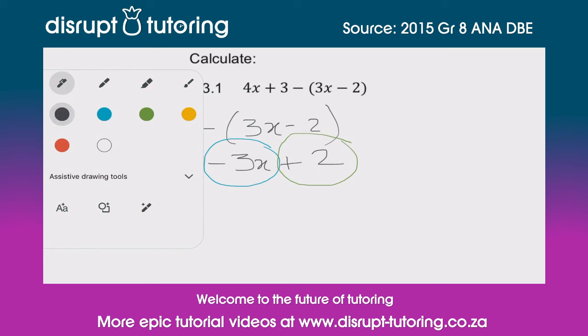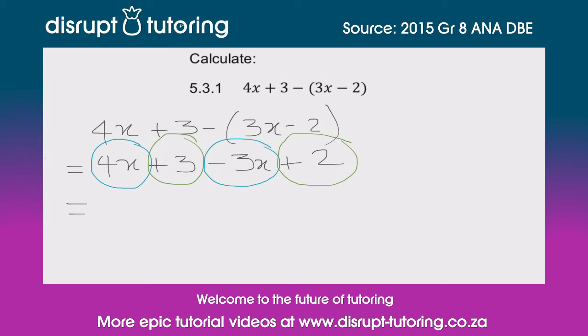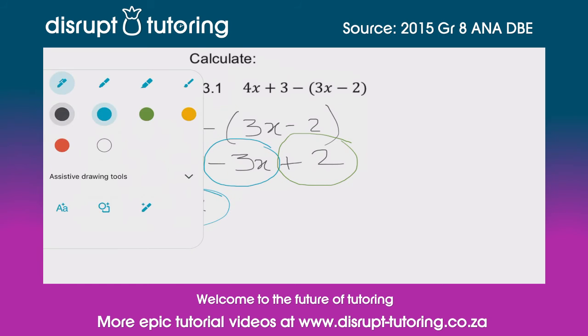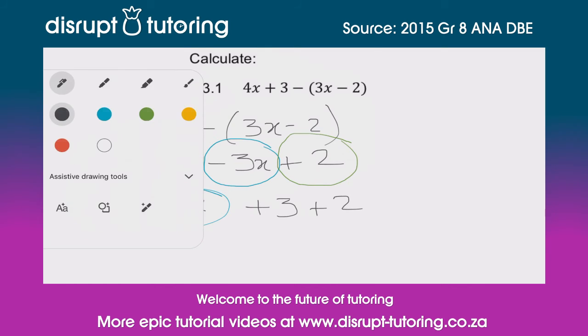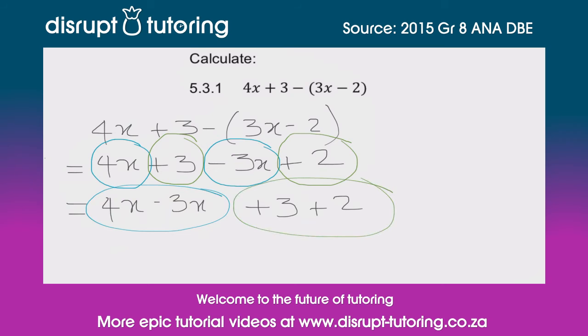Then I'm going to bring those terms together. This I'm doing so that I don't get the question wrong at all. I don't make any silly mistakes. 4x minus 3x. So now I've dealt with my blue terms. So the blue terms are grouped together. And then I've got my green terms, which are plus 3, plus 2. And I'm going to circle that just so that I know those are my green terms.